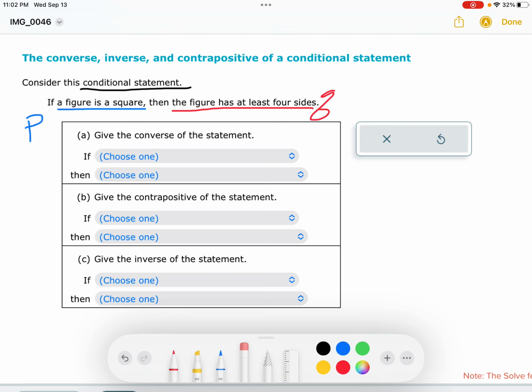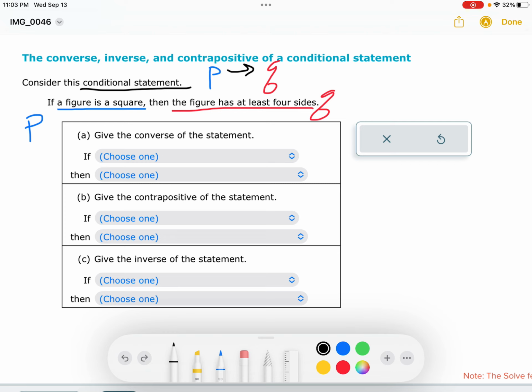The original conditional statement would be P goes to Q, or we would read this as if P, then Q. All you're going to have to do as you work through your assignment is remember how a converse works, how a contrapositive works, how an inverse works, and how that changes the formula. Well, that's what I'm going to remind you of today.